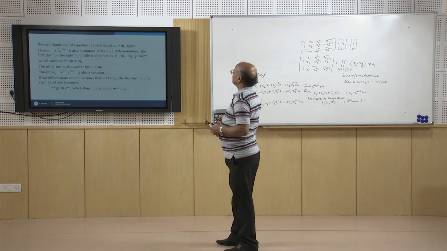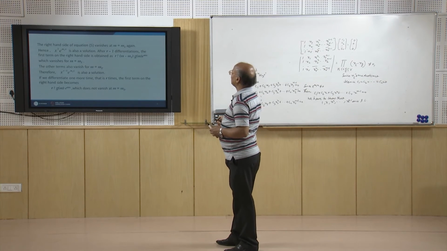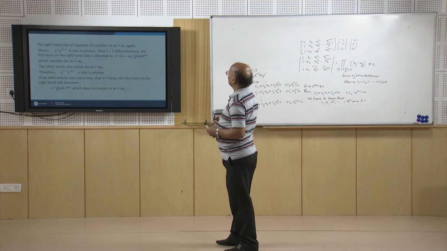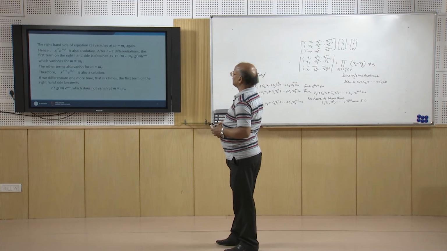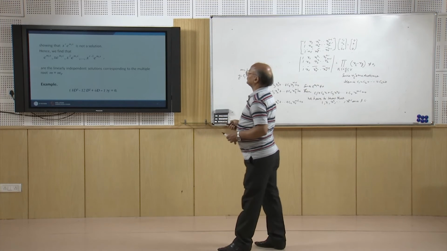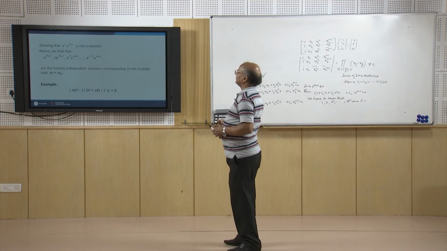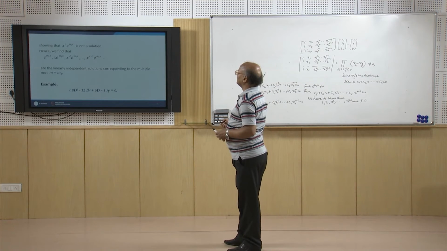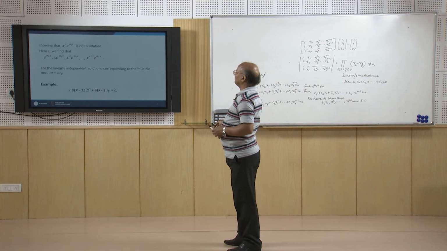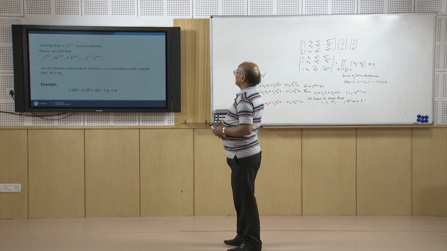Now, if we differentiate one more time with respect to m, that is r times, the first term on the right hand side will be r factorial g(m) e to the power mx, which does not vanish at m equal to m1, since g(m1) is non-zero. So, it shows that x to the power r e to the power m1 x is not a solution, and thus we find that e to the power m1 x, x e to the power m1 x and so on up to x to the power r minus 1 e to the power m1 x are linearly independent solutions corresponding to the multiple root m equal to m1.